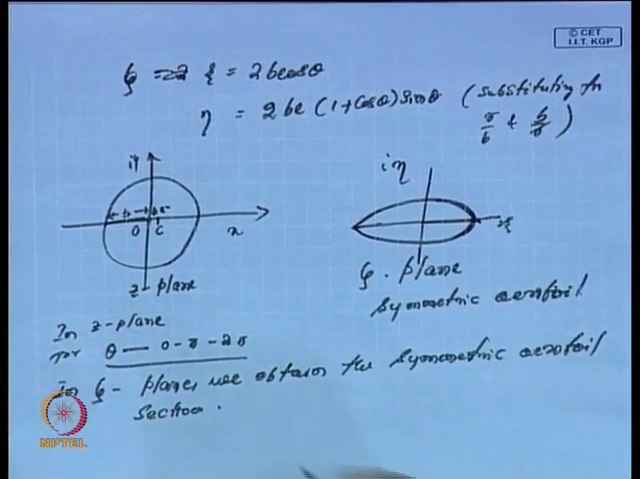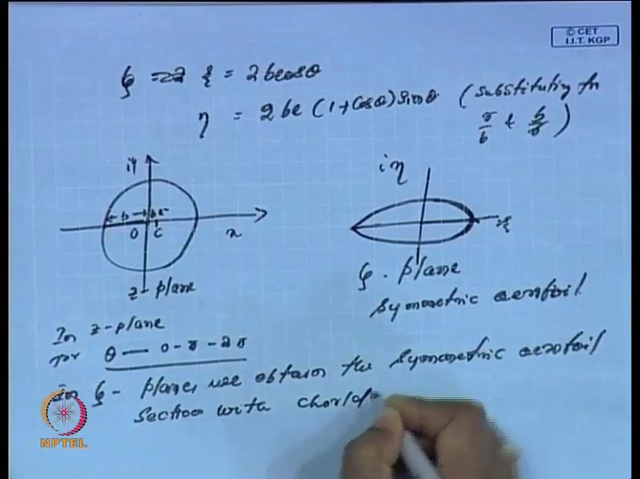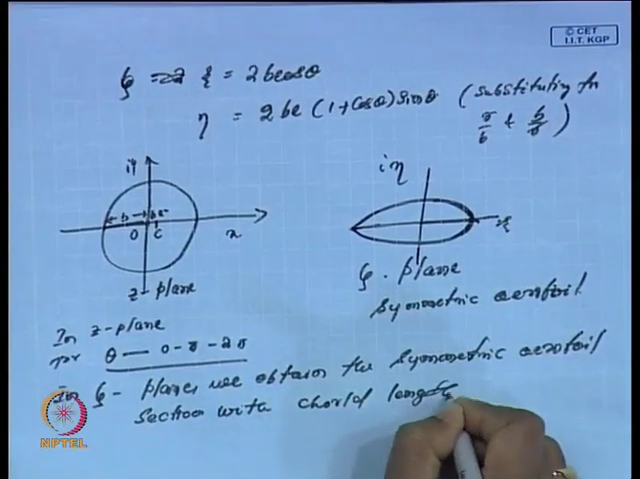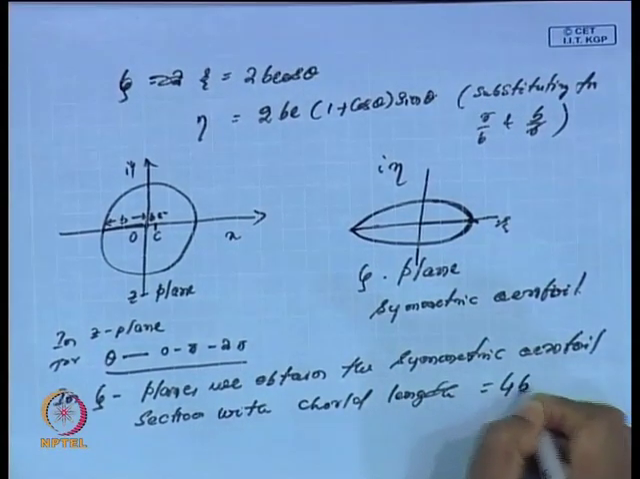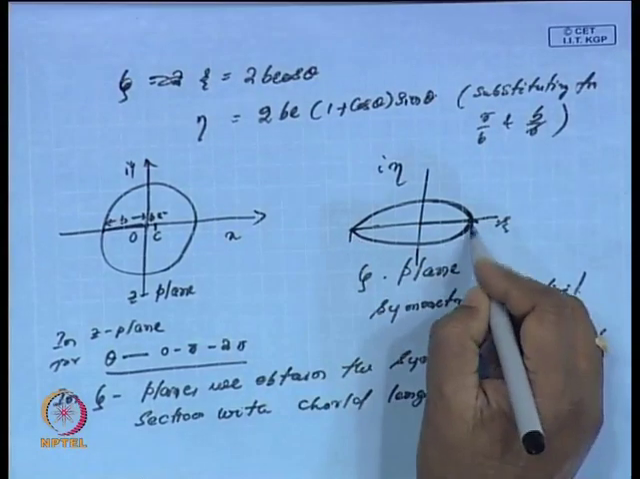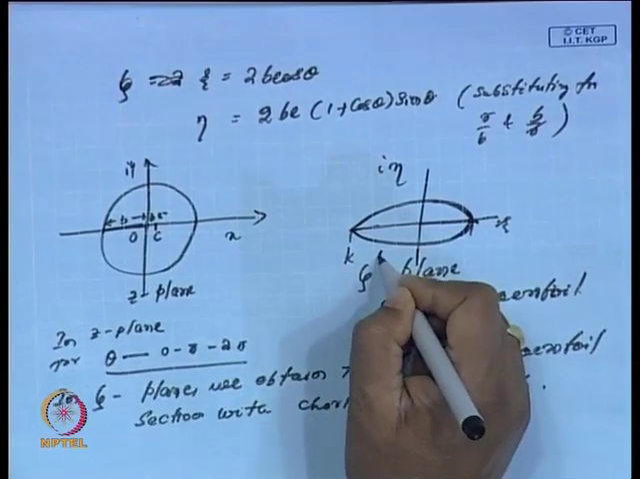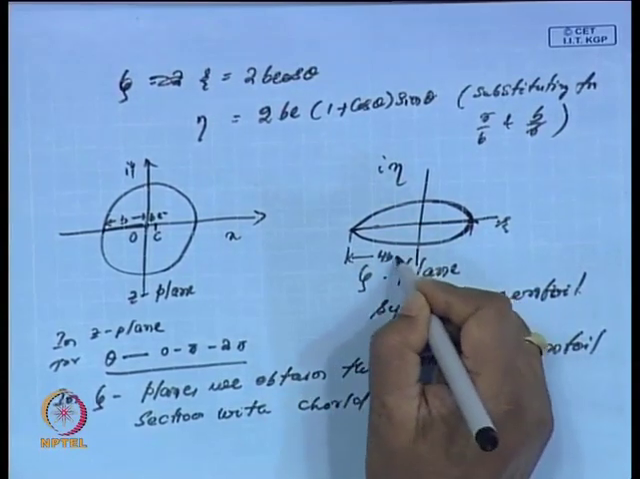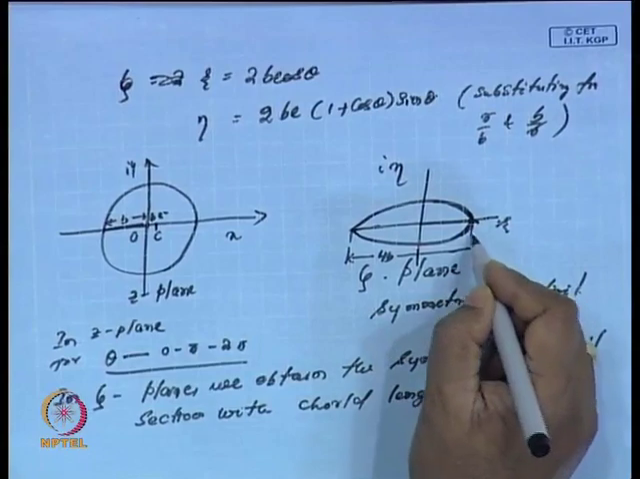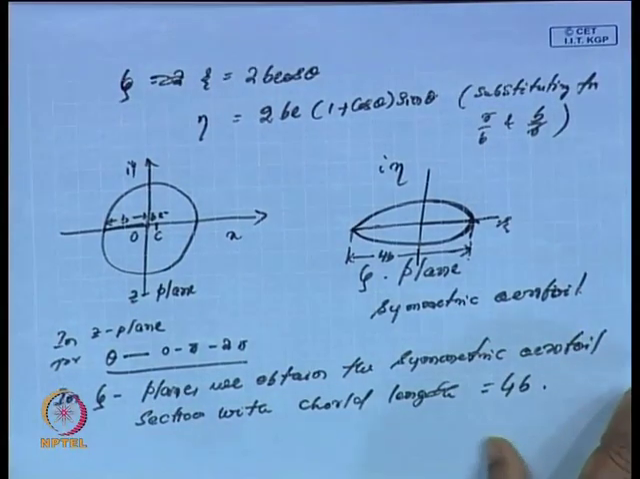with chord length equal to 4b. So, this distance is 4b in total. Now, what will happen to the maximum thickness?